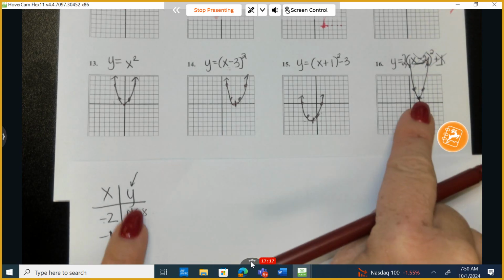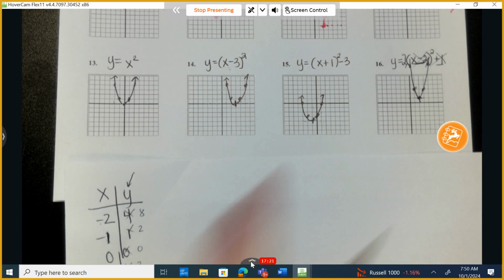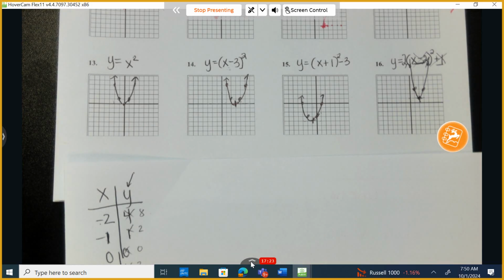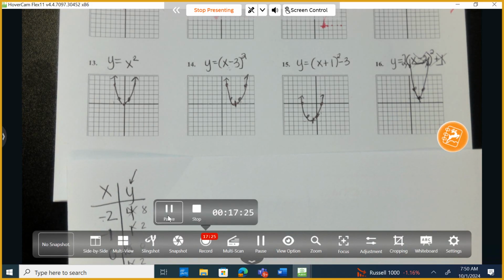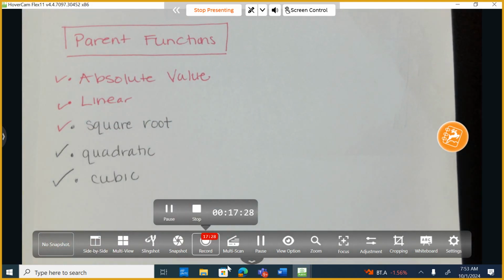And we can see the shape of it. It's still the same basic shape, but what we've done is it's rising faster, or it's stretched vertically by a factor of 2. Cubic functions are probably brand new for you.